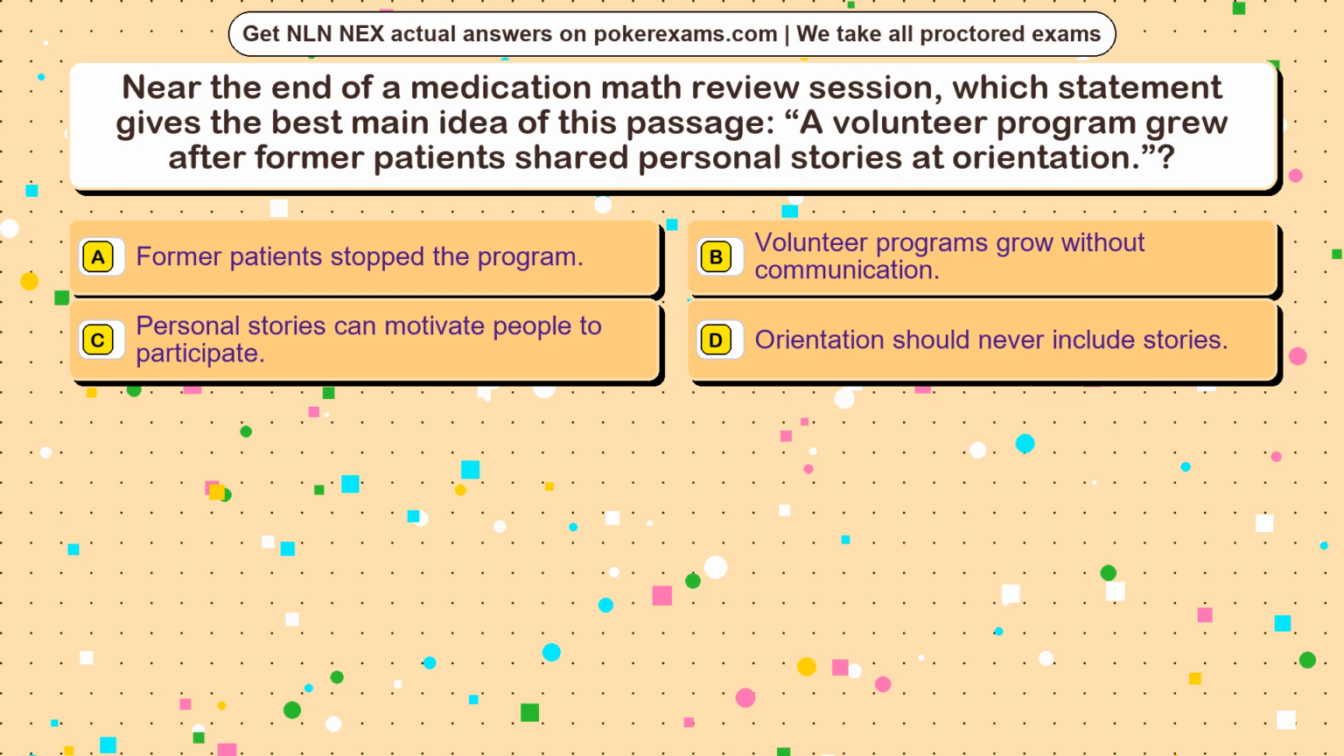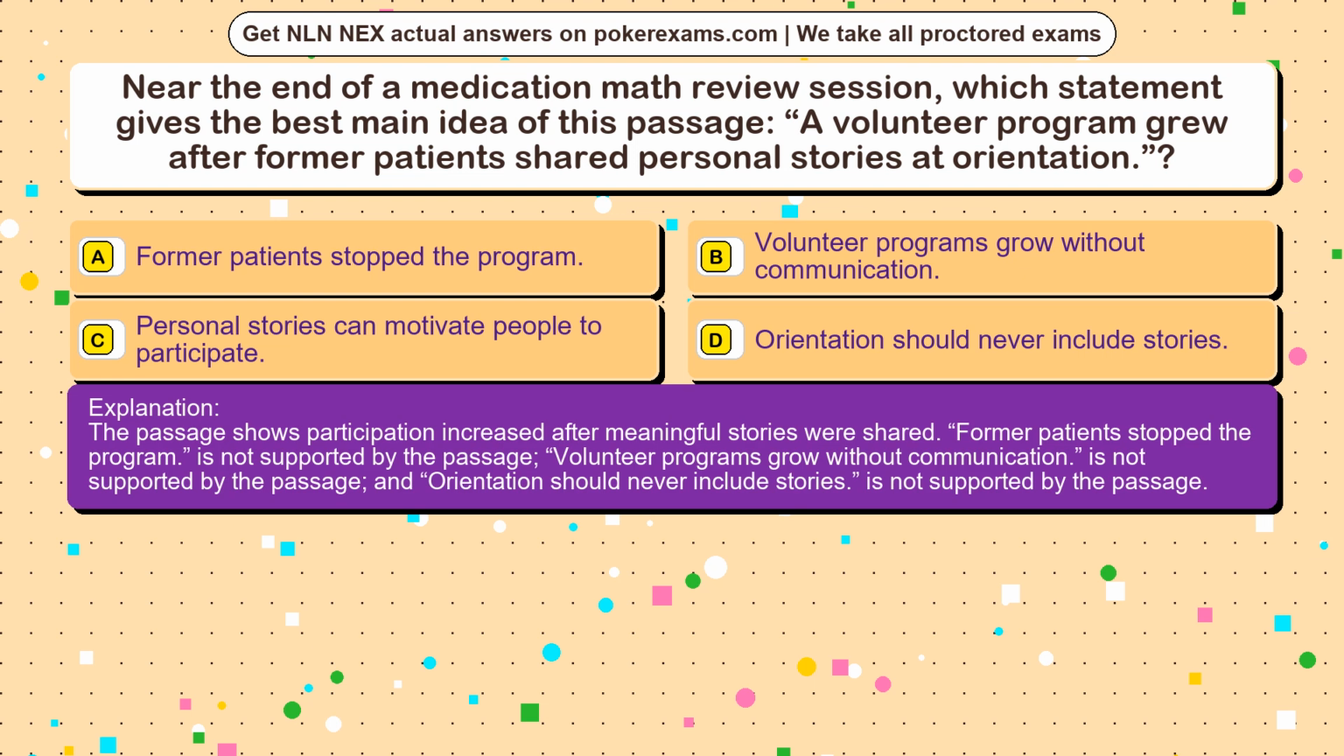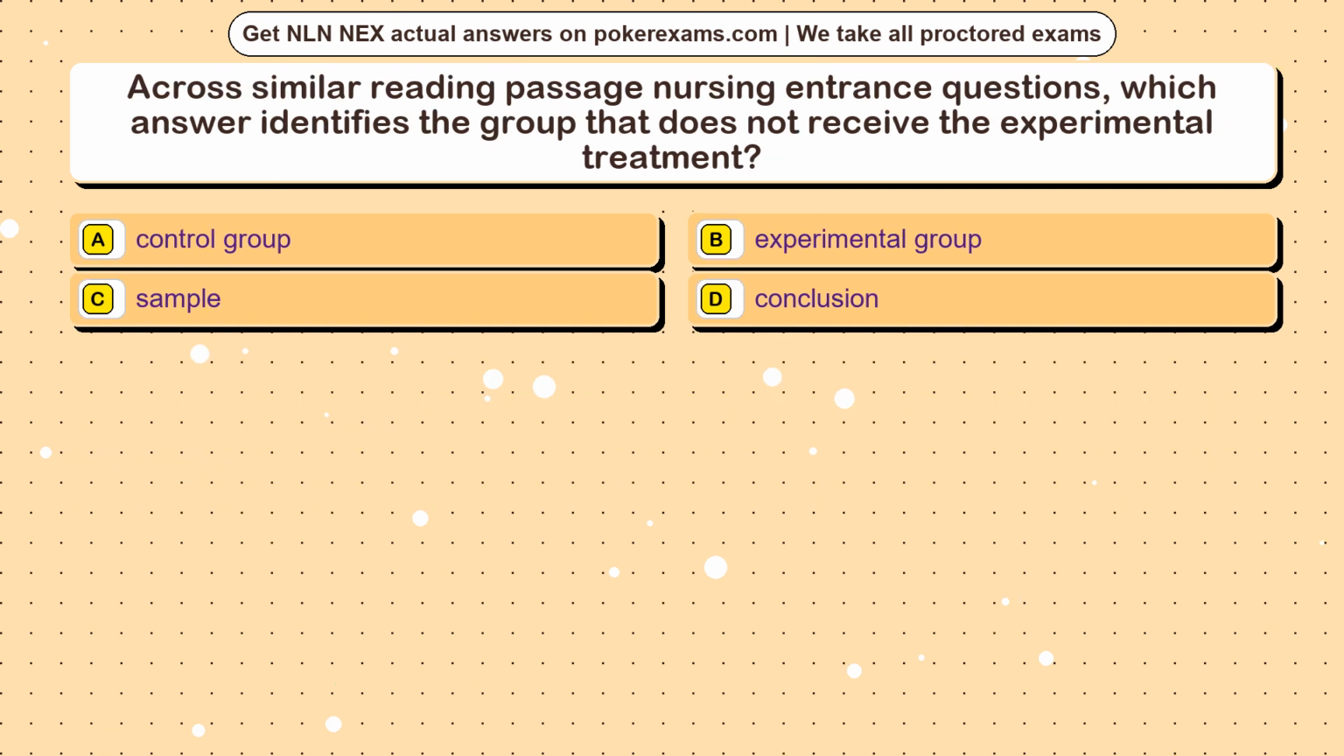The correct answer is option. The passage shows participation increased after meaningful stories were shared. Former patients stopped the program is not supported by the passage. Volunteer programs grow without communication is not supported by the passage, and orientation should never include stories is not supported by the passage.